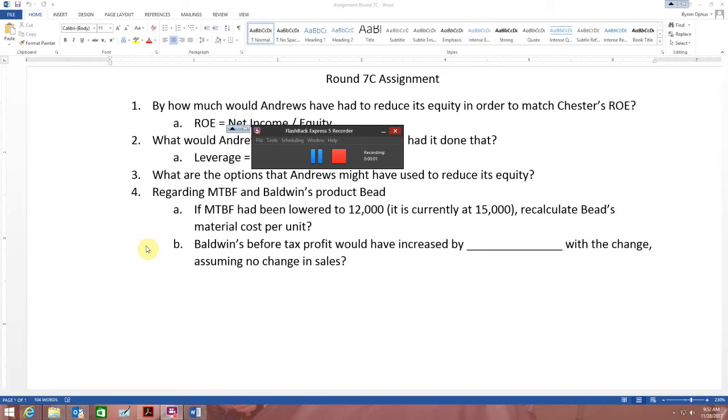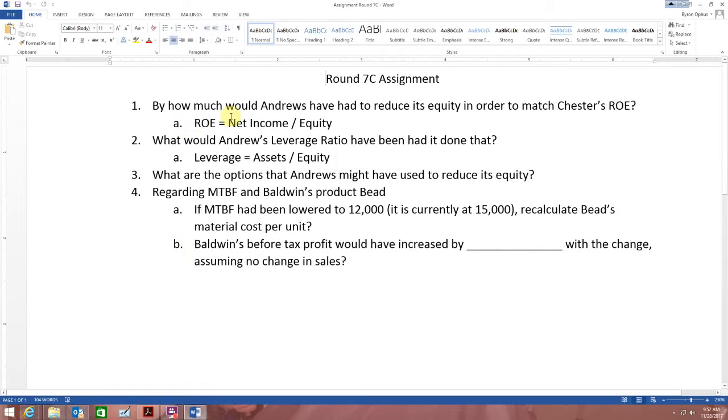Let's preview the assignment for round 7C for every team that's not Andrews. Here we go. By how much would Andrews have had to reduce its equity in order to match Chester's ROE? I give you the formula. It's ROE, equal to net income divided by equity, right? This is relatively simple then.